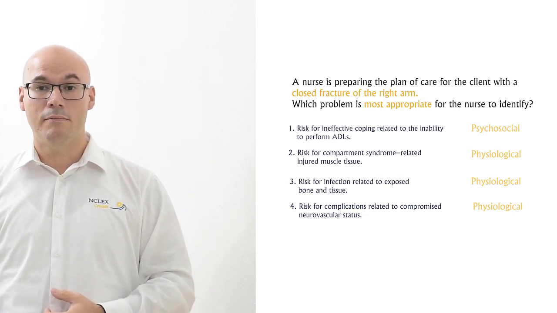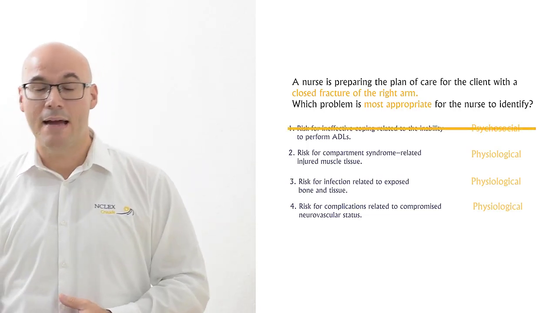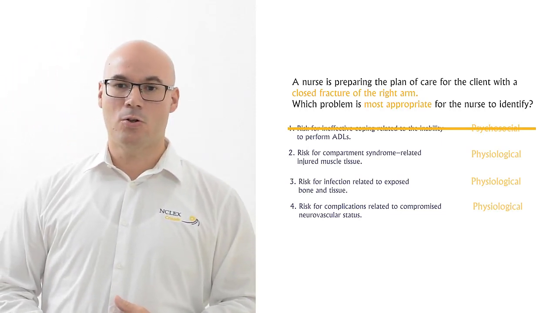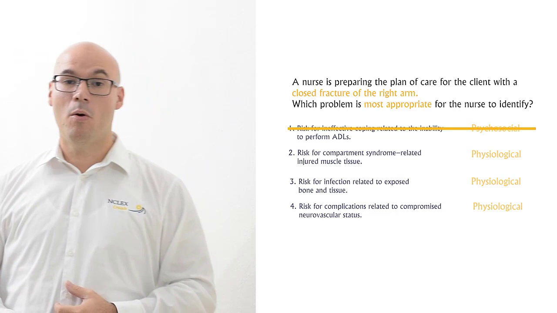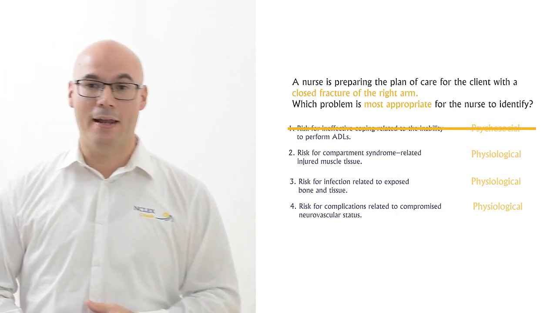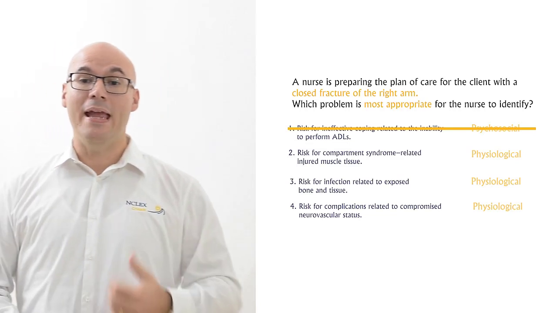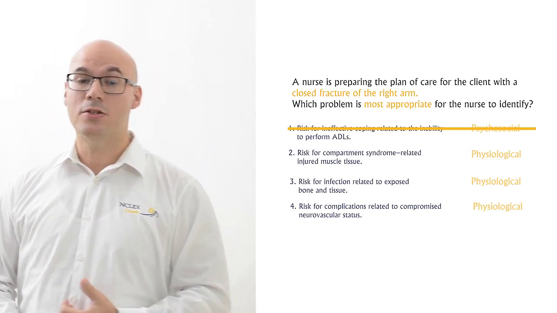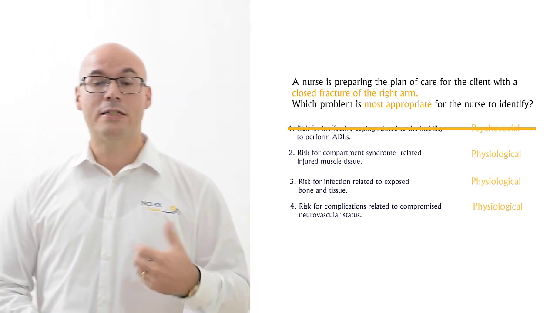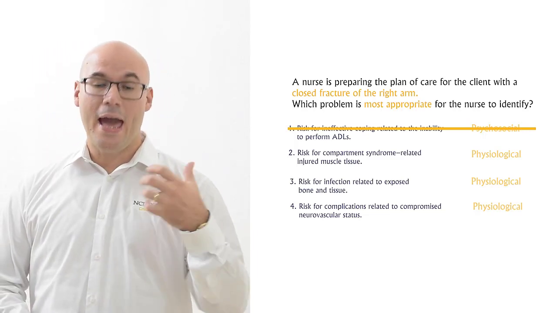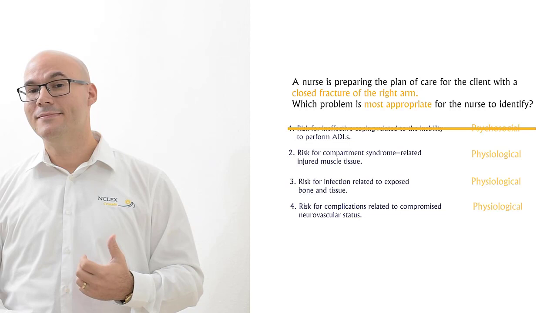Step number 1, already done. Step number 2 says eliminate any psychosocial answer. So answer number 1, bye-bye, eliminate it. Now we have 3 remaining physiological answers. Let's go to step number 3. Do all the physiological answers make sense?